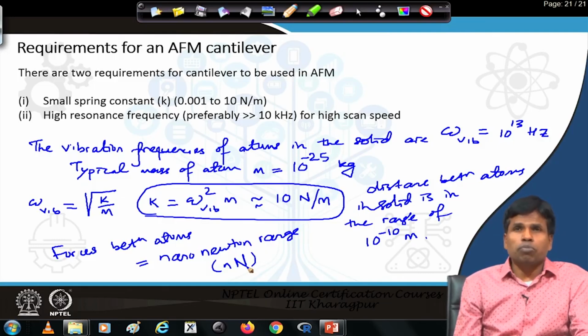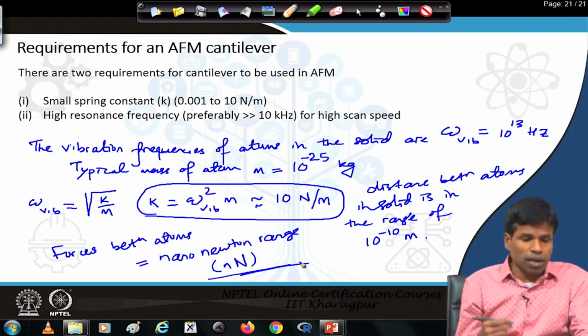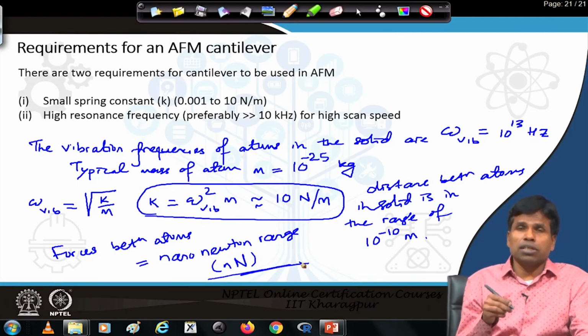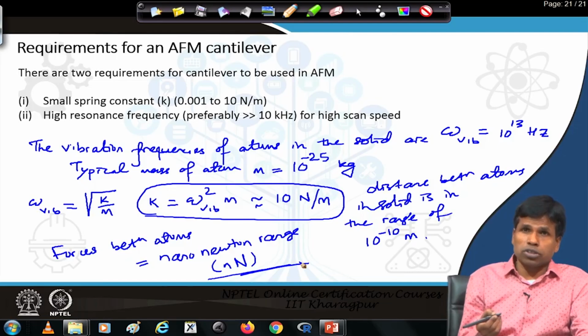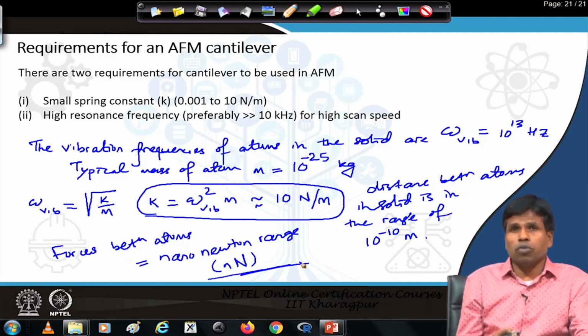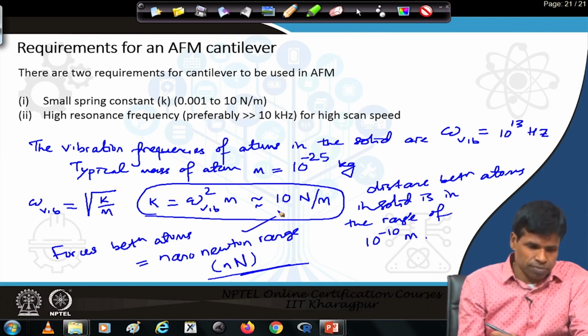Now, as the force between atoms in solids is in the nano Newton level, a similar force should be exerted by the tip on the sample surface. If we apply a larger force, we will damage or break the chemical bonds inside the solid, which is destructive analysis. If we actually need to do destructive analysis, we can use larger force, but for measuring the surface topology or surface information, we need force in the nano Newton range.